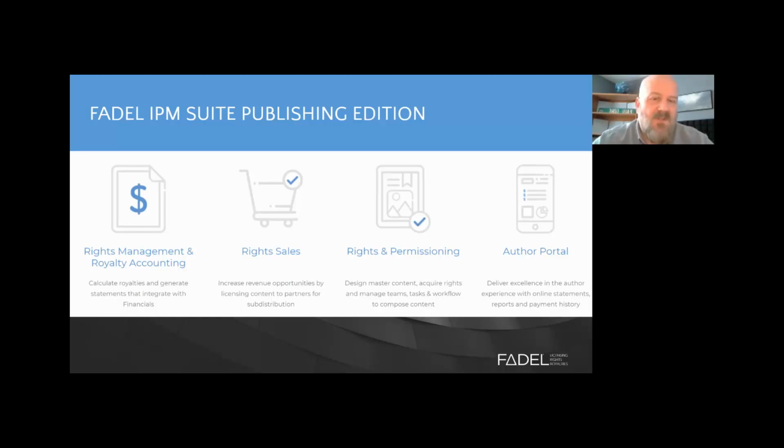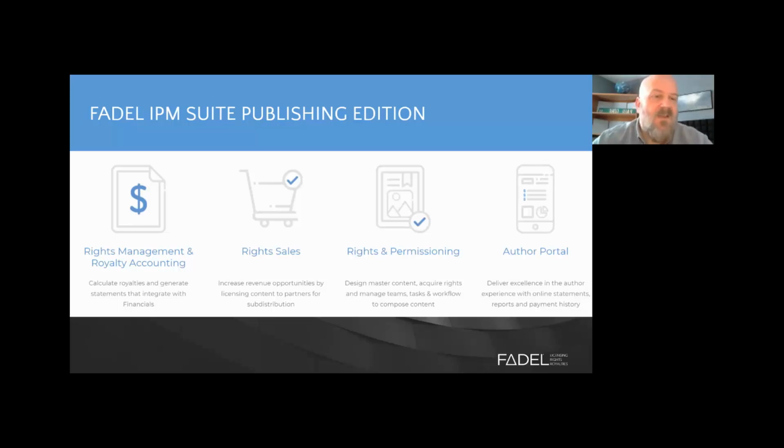FADEL has a module called Rights and Permissioning, which allows for exactly that. It allows for large-scale setup of rights and rights strategies for what you need for a particular book. And then it manages the acquisition of rights across thousands or tens of thousands of assets that are used within those particular products with a very efficient way for that work to be divided amongst the rights and permissioning teams. This can be used with in-house staff or it can be used with outside providers.